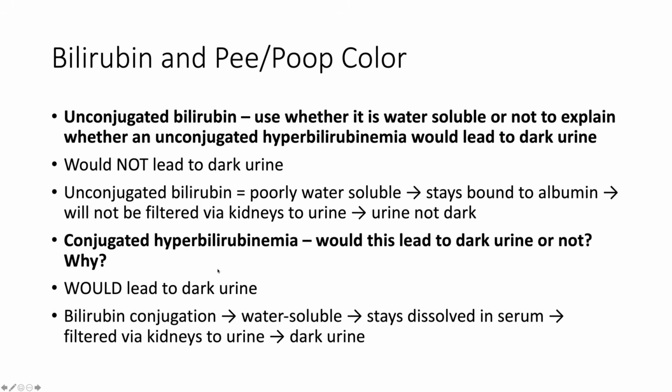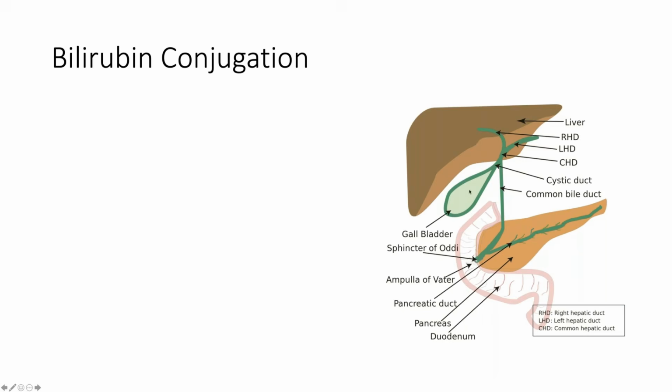So another way that you can differentiate between a direct and indirect hyperbilirubinemia on questions and in life is to look at the color of the urine. Tea-colored urine or dark urine tells you that there's conjugated bilirubin, usually.